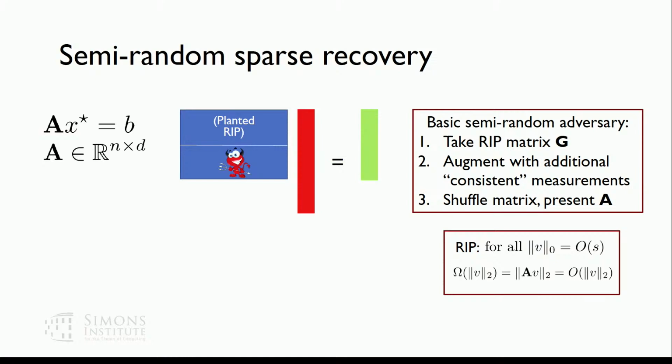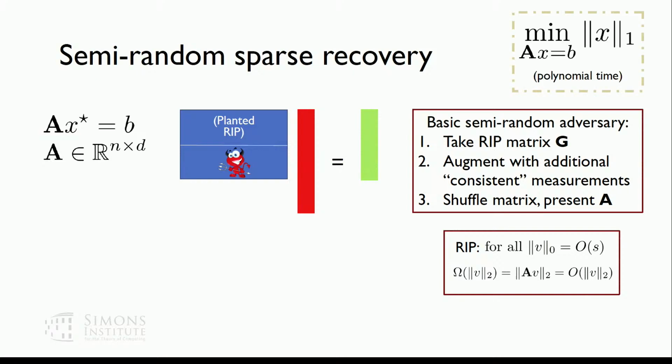Okay, so here's the full definition. You take an RIP matrix, you add some additional consistent measurements, and then I just shuffle it so that you don't know which ones are the real random ones and which ones are the semi-random ones. What fraction of rows can you? Yeah, so I'll get to that shortly. Our algorithms will work for any fraction of rows, but they actually get better the more rows you assume are random versus semi-random.